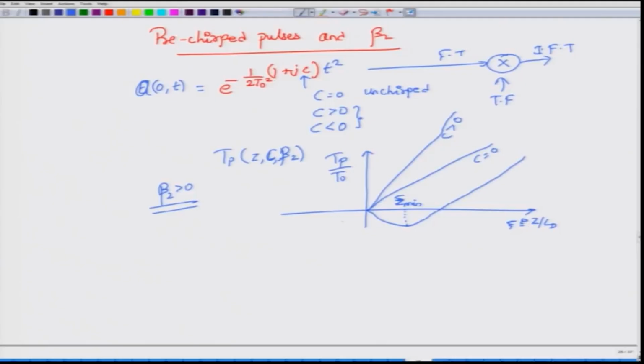What it means is that if you had a pulse which had a certain width here, in some proportion to T0, the pulse width here is actually smaller. This T0 prime which I have written is smaller, and the pulse amplitude also would have increased, because in a lossless system the product of the pulse width and the pulse height has to be constant, so that the total energy is always conserved. So, as the pulse broadens, the amplitude drops, but as the pulse compresses, the amplitude increases.